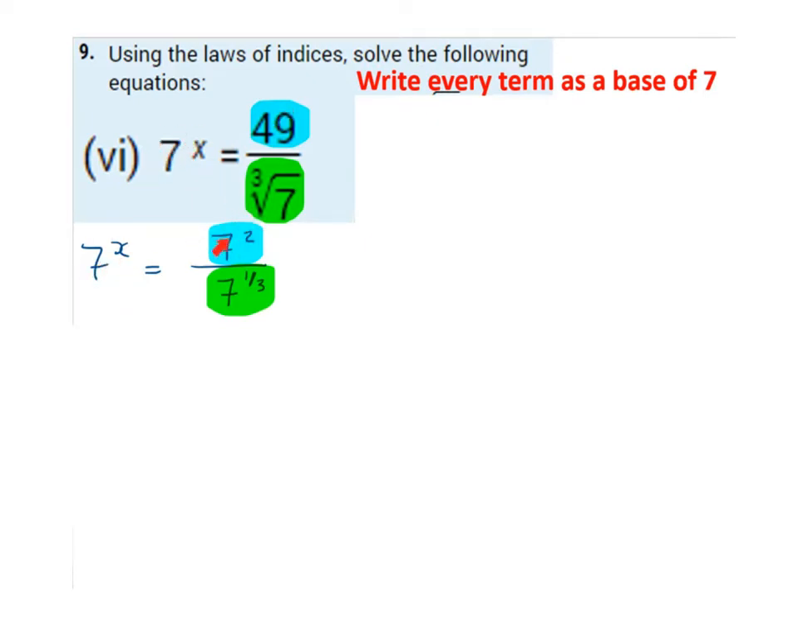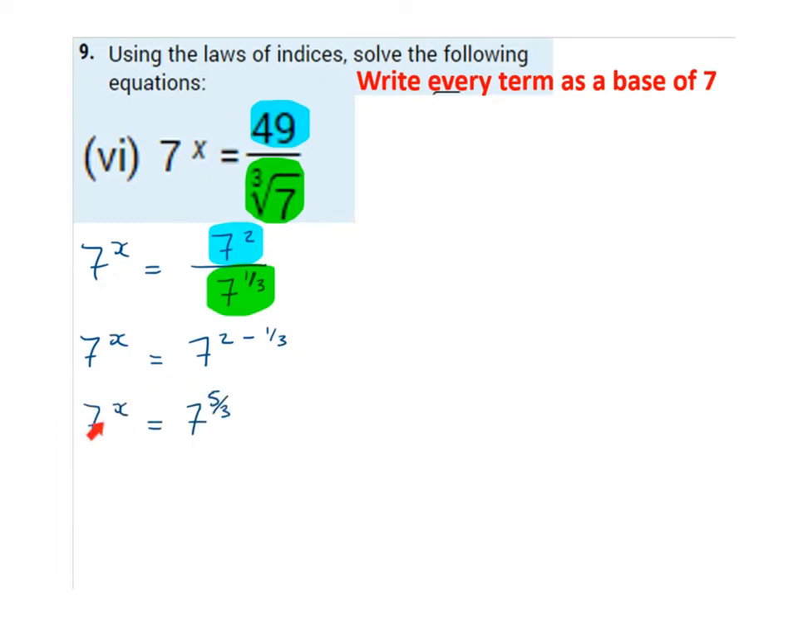49 we rewrite as 7 squared, and the cube root of 7 we rewrite as 7 to the power of a third. The cube root of anything can be written as that number to the power of a third. Next, we're dividing powers with the same base, so we're going to subtract the powers. So we get 7 to the power of 2 minus a third. And 2 minus a third gives us 5 over 3.